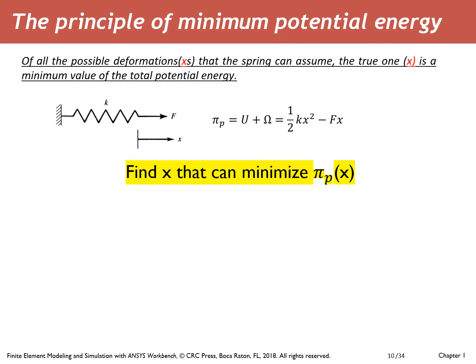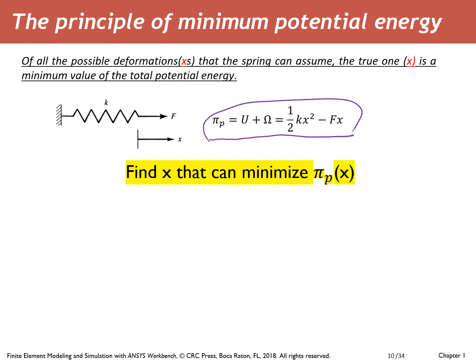The principle of minimum potential energy tells us that of all the possible deformations that the spring can assume, the true one is the one where the total potential energy reaches a minimum. Mathematically, we have derived that the total potential energy Pi equals U plus the external force-caused potential energy. We try to minimize this function: find x that minimizes Pi.